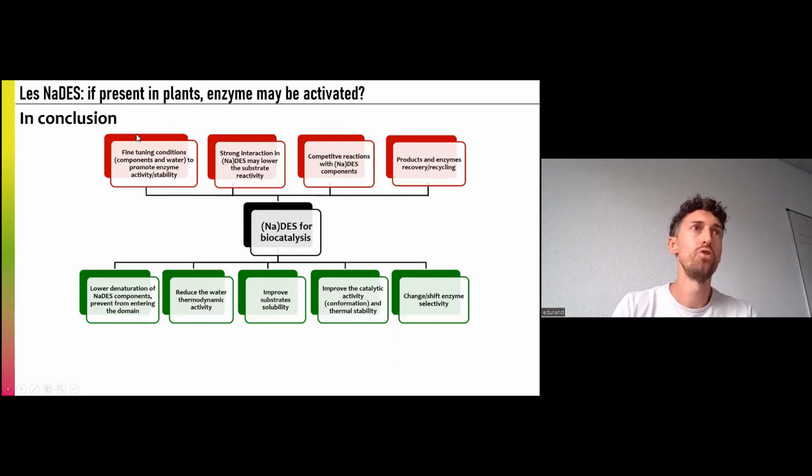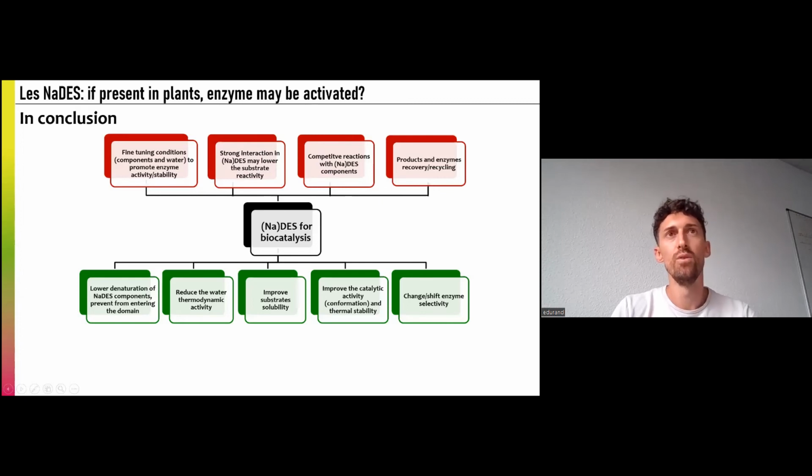But we have several drawbacks, including the fact that sometimes we need to fine-tune the conditions, so the components of the NaDES, but also, as I told you and showed you, the water content, which may significantly change both the activity and stability of the lipase. And also the strong interaction in the NaDES that may lower the substrate reactivity, which is very, very important here. And also the competitive reaction that we have to take care of is sometimes underestimated.